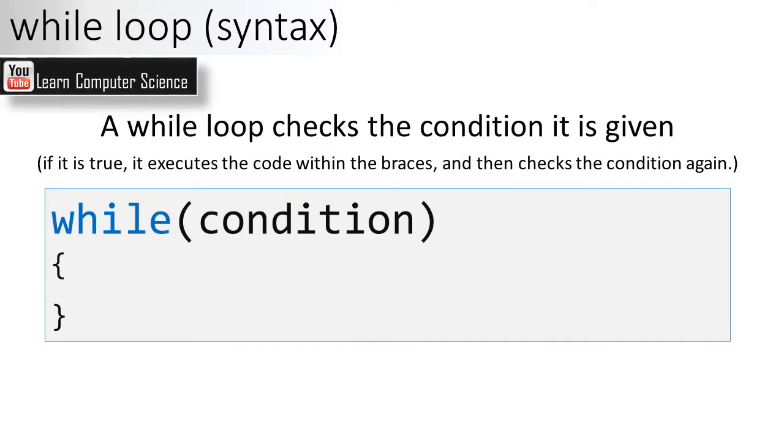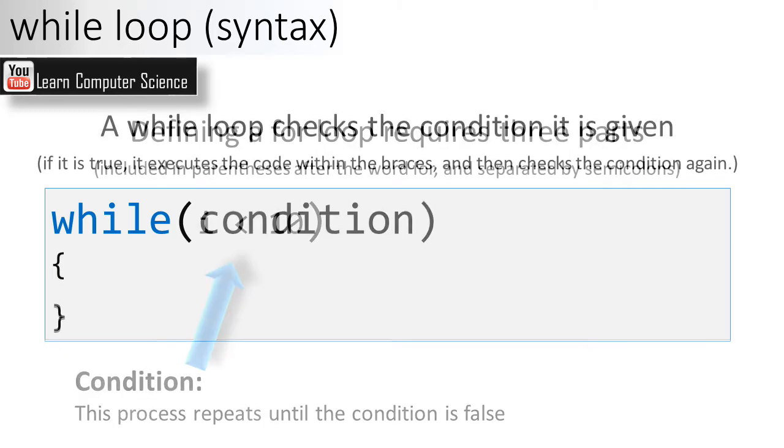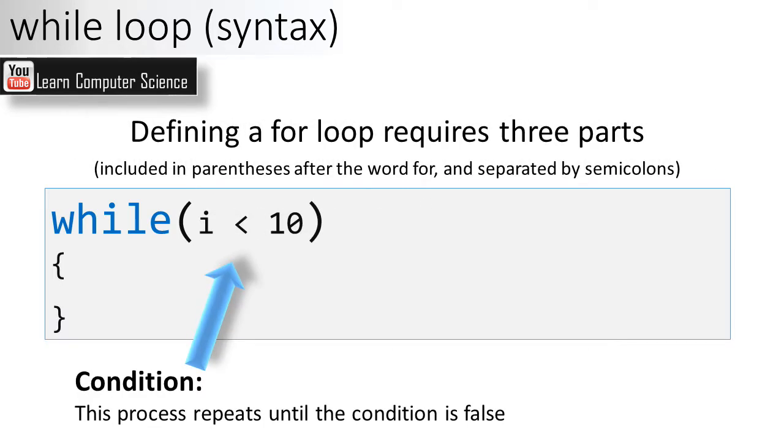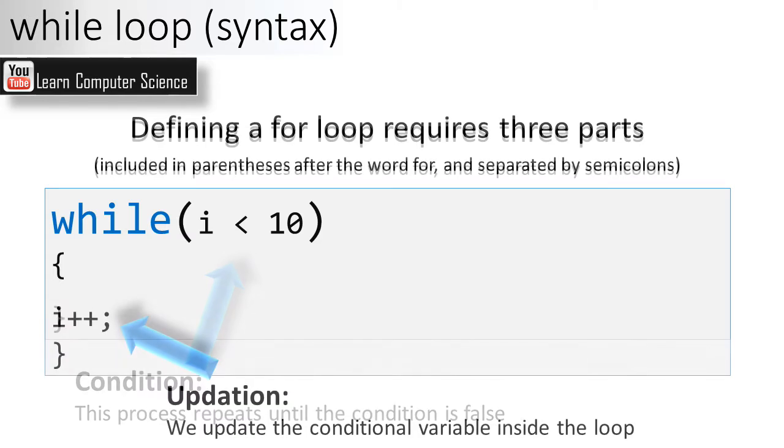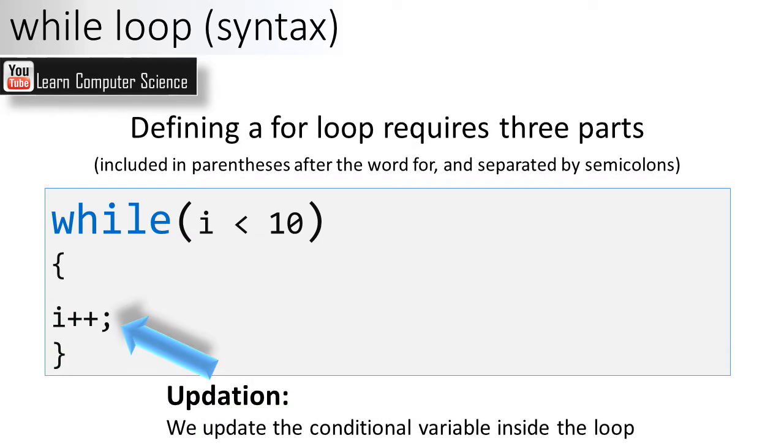A while loop checks the condition it is given. If it is true, it executes the code within the braces, and then checks the condition again. And the process repeats until the condition is false. We write the updation statement with the conditional variable inside the loop, so that it is executed every time.